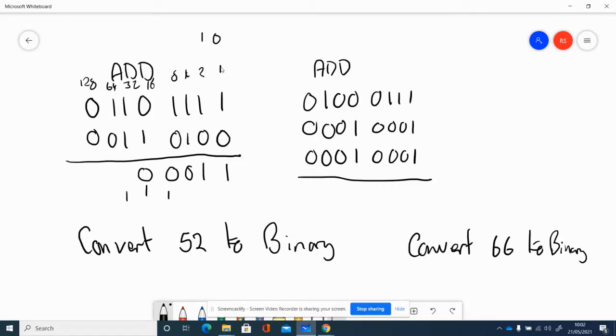Now I've got 1, 1, and 1. Well, 1, 1, and 1 is 3. The binary pattern for 3 is 1, 1. So 2 and a 1. So I'm going to write down 1 and carry 1. I've got 1 and 0 and 1, which is 2. 0 carry 1. And then 1. So my final answer is going to be 1, 0, 1, 0, 0, 0, 1, 1. So hopefully you got that one right.